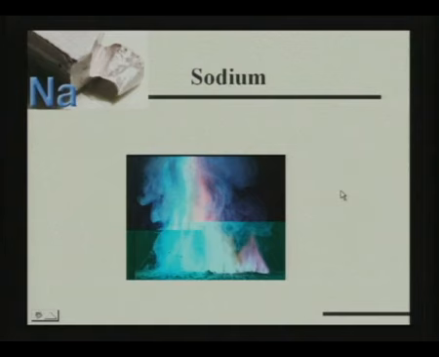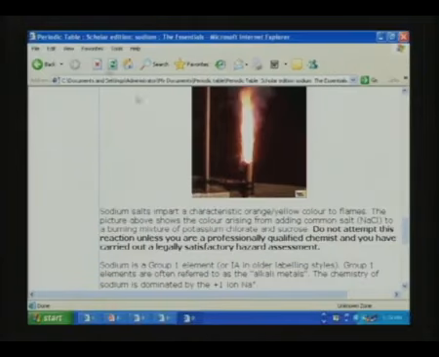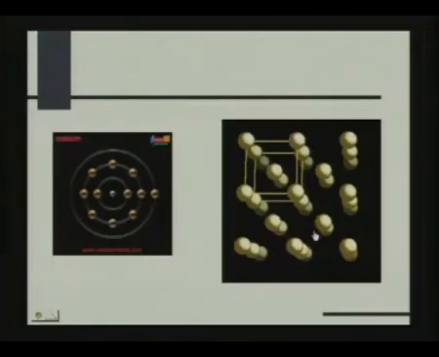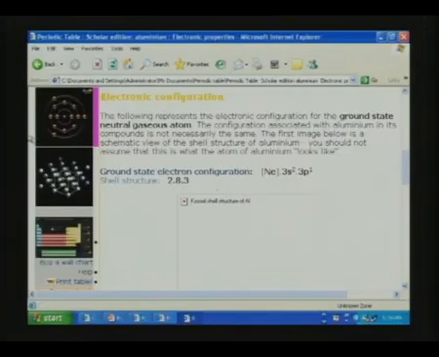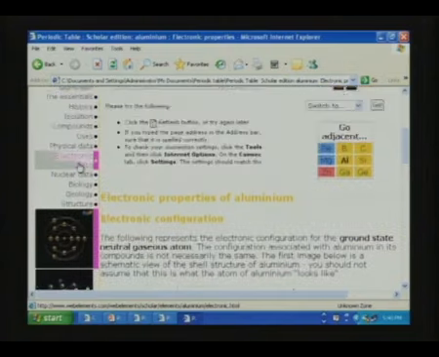Next we come to the third period, and it starts with sodium, and sodium imparts an orange yellow color to the flame. Electronic configuration, it will be 3s1, and the structure will of course again be BCC as it is for the alkali metals. Next, magnesium and aluminium, 3s2 3p1. Here the p electrons are being added, entering the p level for aluminium.